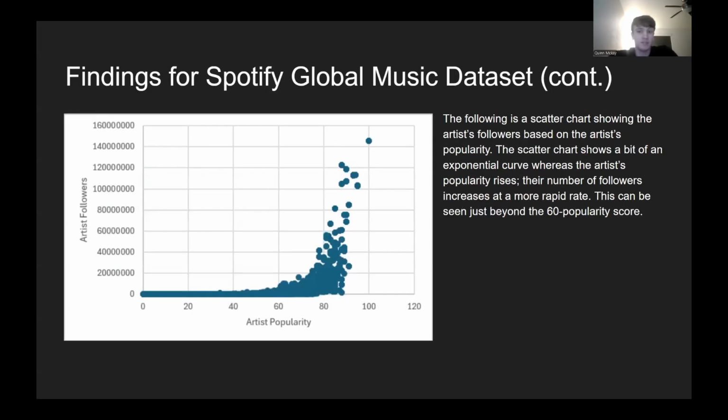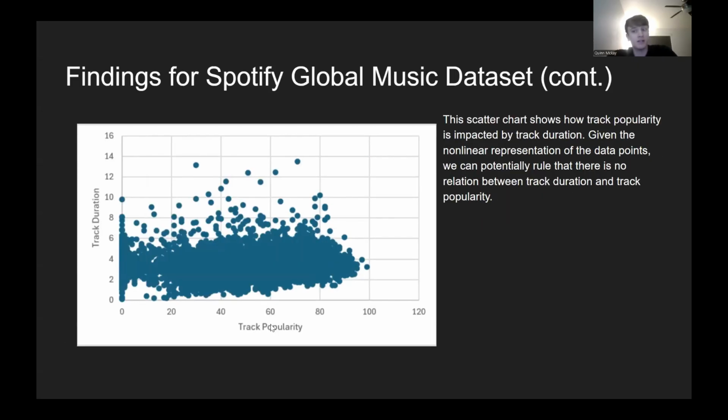This is a simple scatter chart which shows the artist's followers based on the artist's popularity. This chart shows a bit of a curve, where as the artist's popularity rises, their number of followers increases at a more rapid rate. You can see this just beyond an artist popularity of around 60, and it just kicks up right after that.